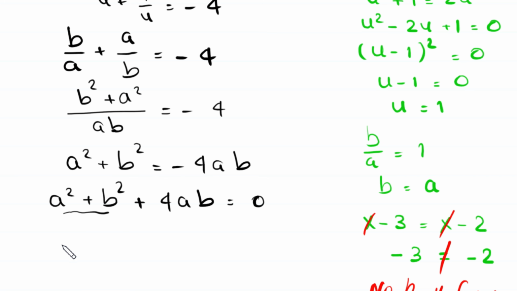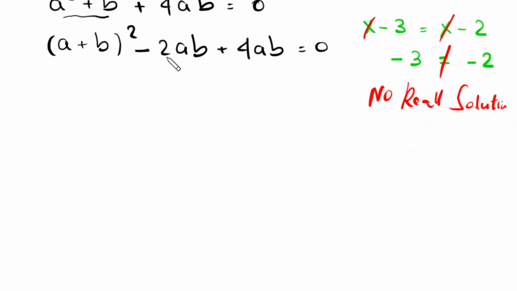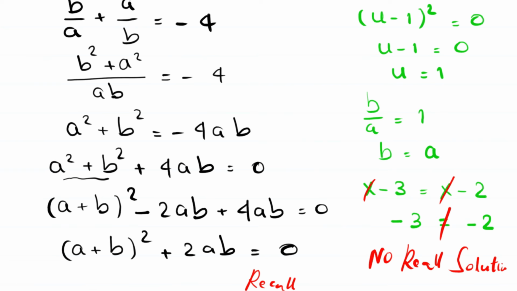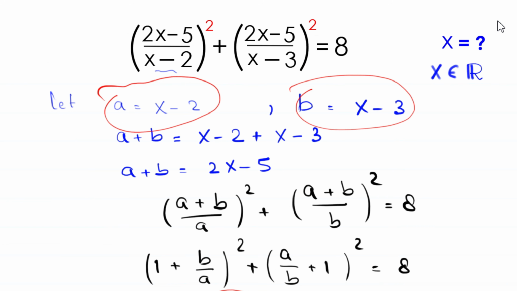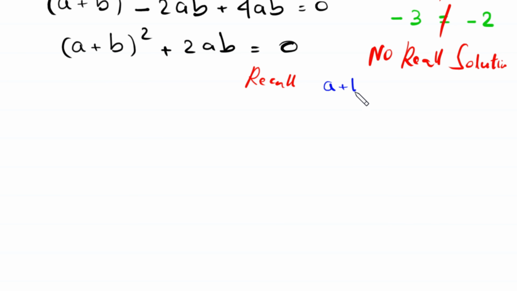This a squared plus b squared can be written as (a plus b) whole squared minus 2ab plus this 4ab equal to 0. Further simplify, this will become (a plus b) whole squared plus 2ab equal to 0. Now recall that a plus b equal to 2x minus 5, and a is x minus 2, b is x minus 3.